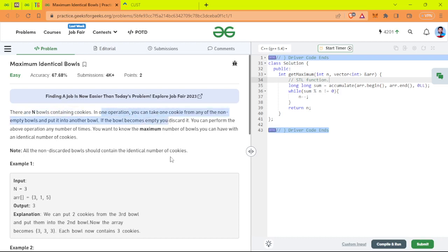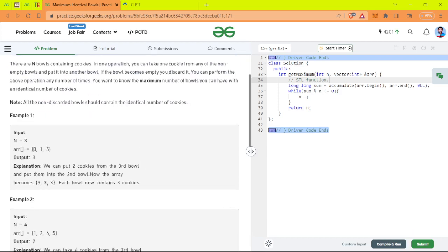In one operation you can take one cookie from one non-empty ball and put it in another ball. It means that in one operation you can exchange only a single cookie from one ball to another. If the ball becomes empty, you have to discard it, and you can perform the above operation any number of times. Okay, means you are not restricted to perform the minimum number of operations. You just need to find the maximum number of balls you can have with an identical number of cookies. Non-discarded balls are only counted as the balls having an identical number of cookies.